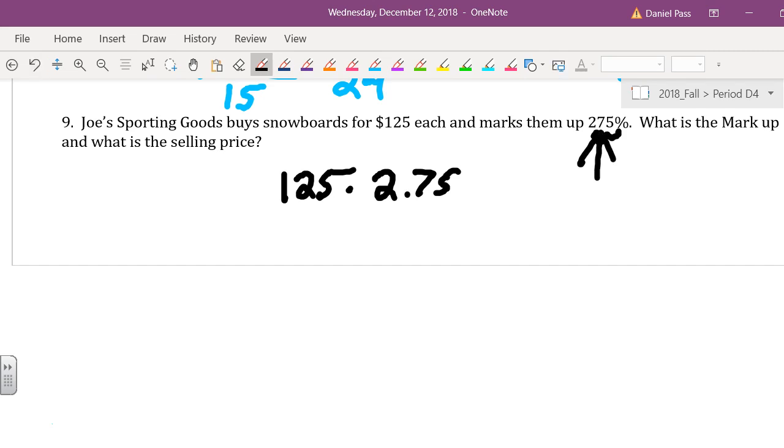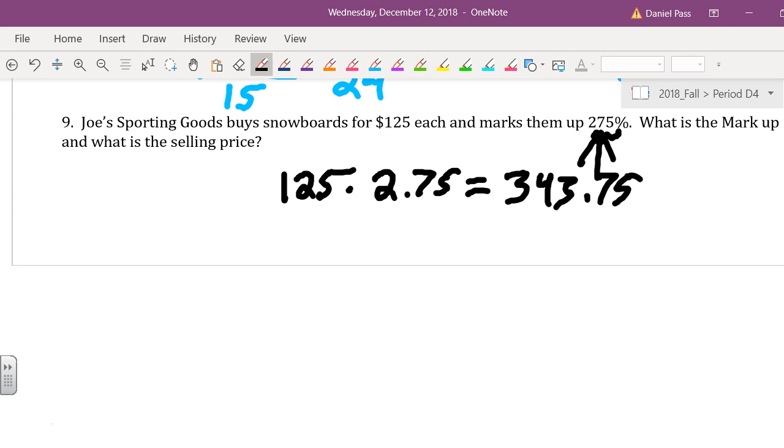If it's over 100%, then it's going to be more than a whole number, 1, 2, 3. Like 400% would be what number? 4. Would be 4. Okay, go ahead. So that's correct. That equals? 343.75. Awesome. Okay. And that is the markup.